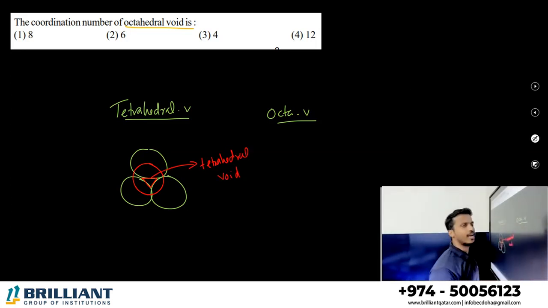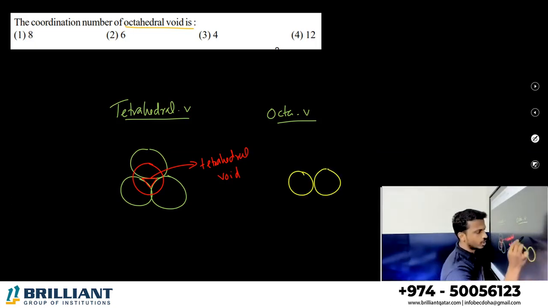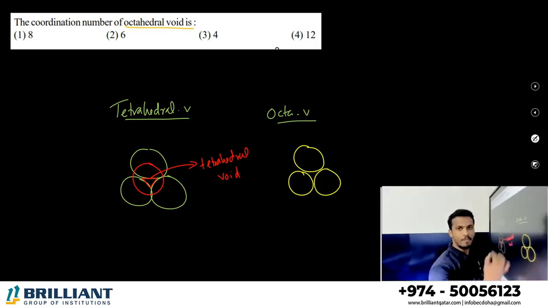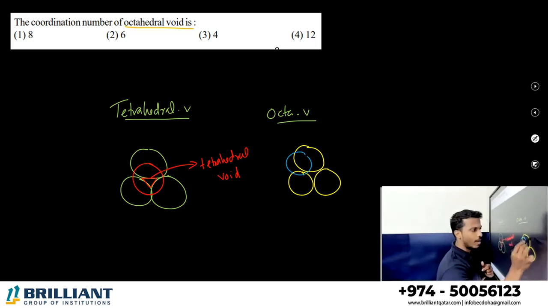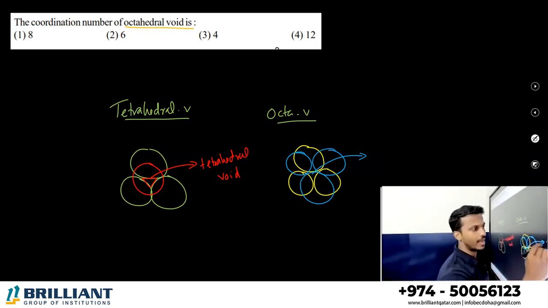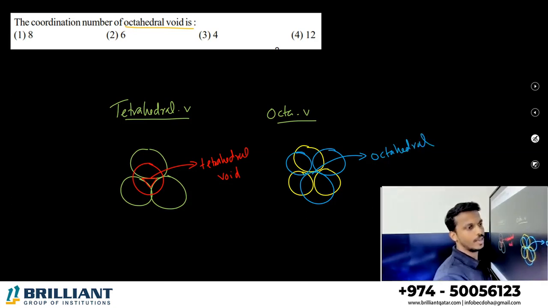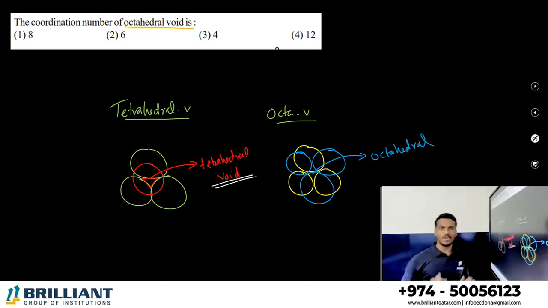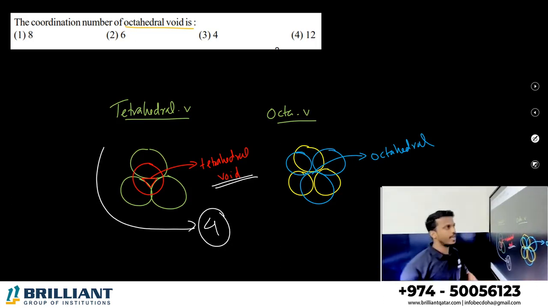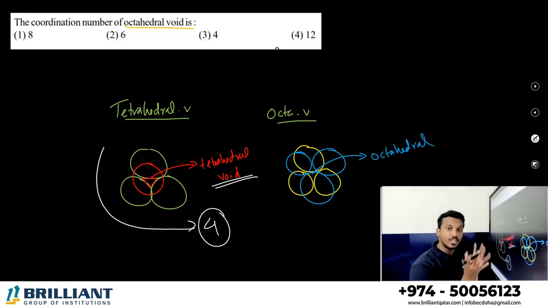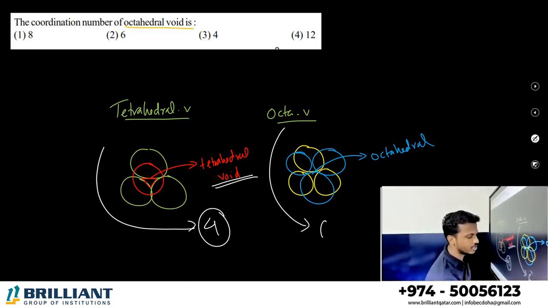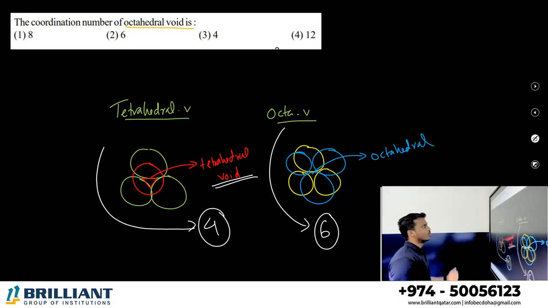Now, if you consider an octahedral void, you need six spheres. Three spheres arranged like this, two below, one above. And another layer, two above, one below. Then when you look into the middle part, the free space exists like an octahedral geometry. Now, the free space in the tetrahedral void is directly touching how many spheres? Four spheres. Therefore, the coordination number in tetrahedral void is four. In octahedral void, the void is directly touching how many spheres? Six spheres. So the coordination number is six in octahedral void. So what is the answer here? That is six.